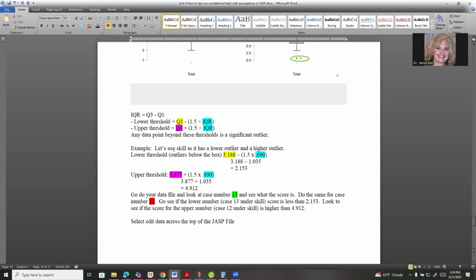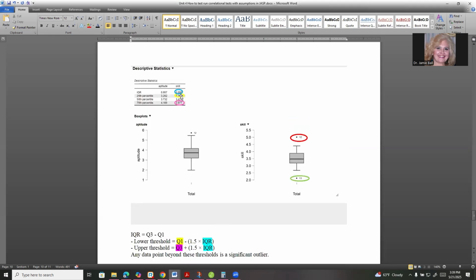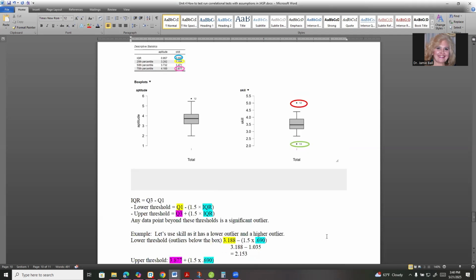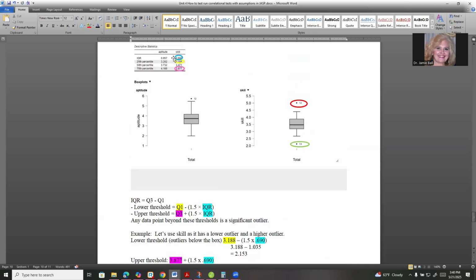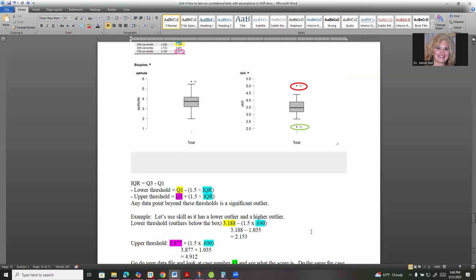All right, so for the lower threshold, okay, quartile 1, and I circled it where it shows 25th percentile for skill. My number was 3.188. And my interquartile range, which I use in both formulas, is 0.690. And I circled that on your output here so you can see where it is.